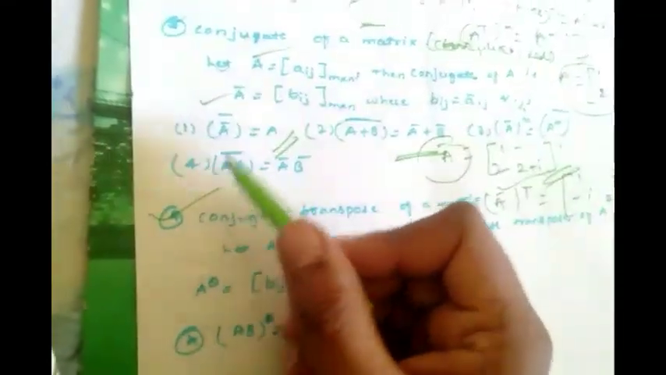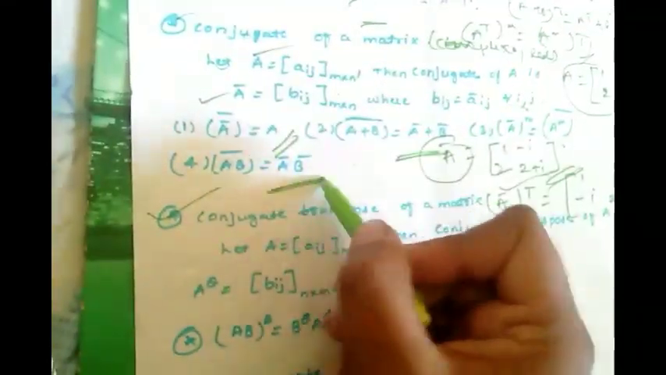Okay, then some properties of the conjugate of a matrix: A conjugate whole conjugate is equal to A, and A plus B whole conjugate is equal to A conjugate plus B conjugate, and A conjugate whole power m is equal to A power m whole conjugate, and AB conjugate is equal to A conjugate into B conjugate.